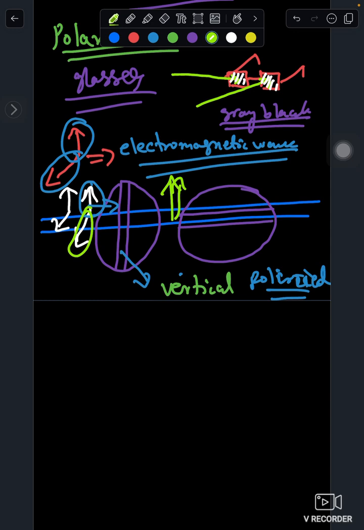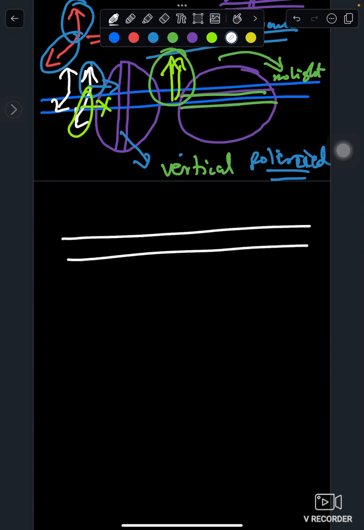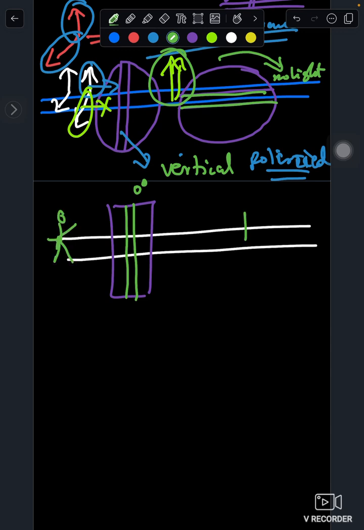Then there is horizontal polarization. Now these can't travel through it, so when we look at the end, we have no light. This can be seen through an example. Let's suppose this is a table, and this is what you call a polarization paper. This is called 90 degree or 0 degree.